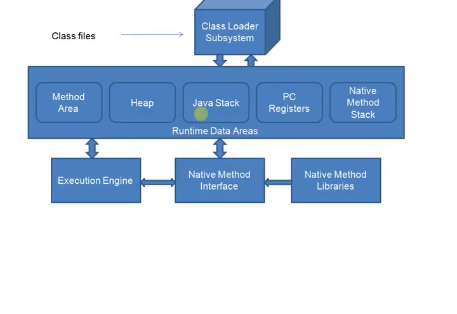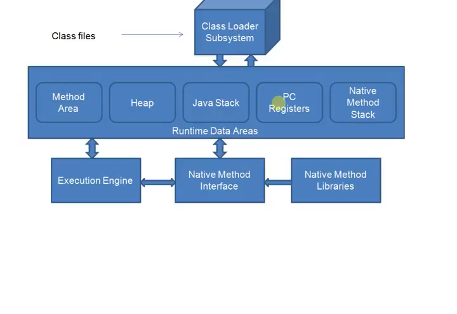Next, the PC register. The PC register means the program counter register, which is used to store the memory address of the instructions to be executed by the microprocessor. As we know, whenever a new thread comes into existence, that thread will get its own PC register on the Java stack.